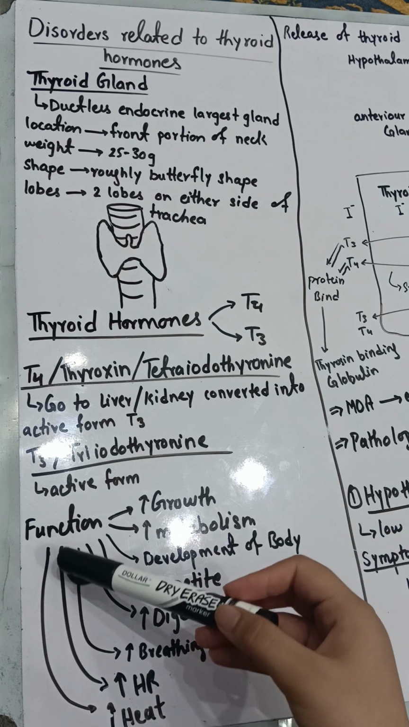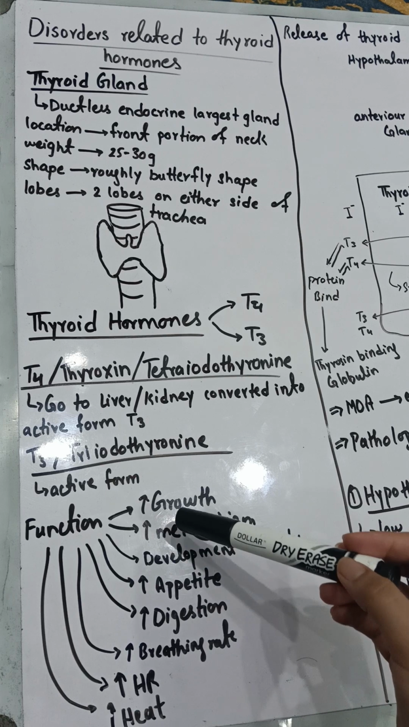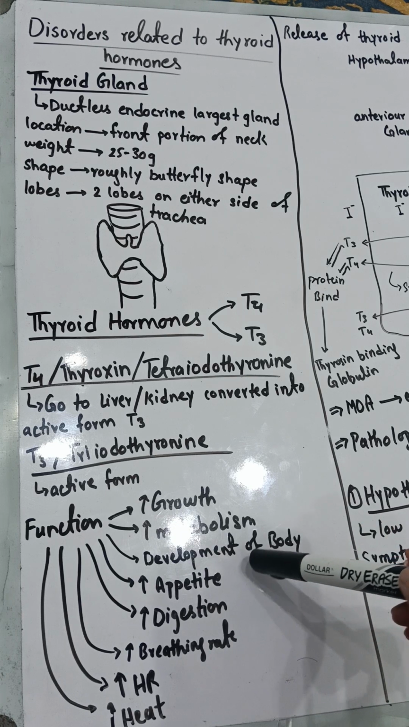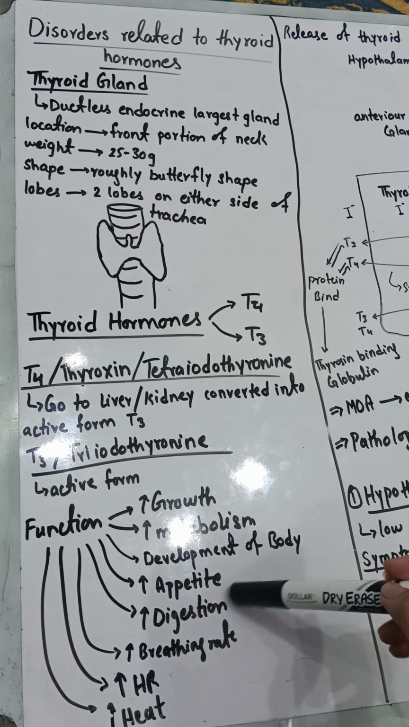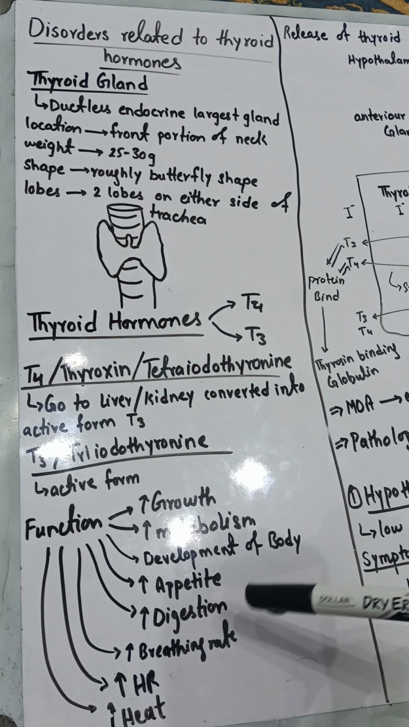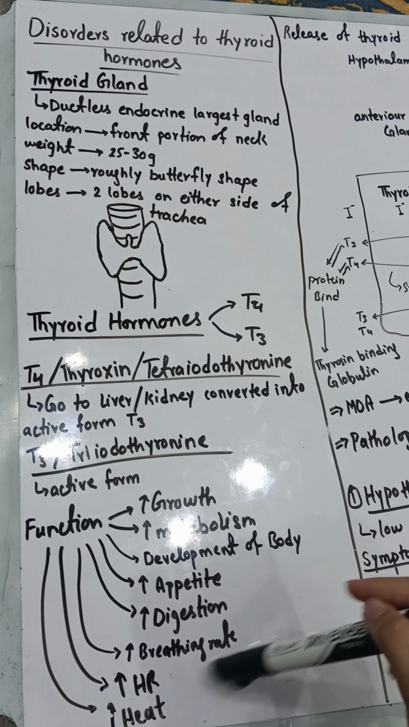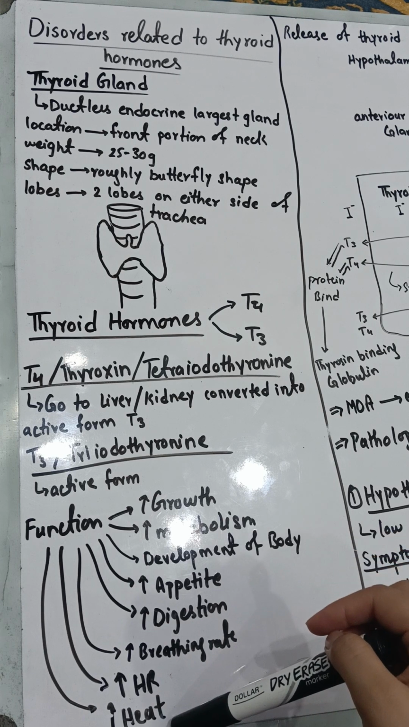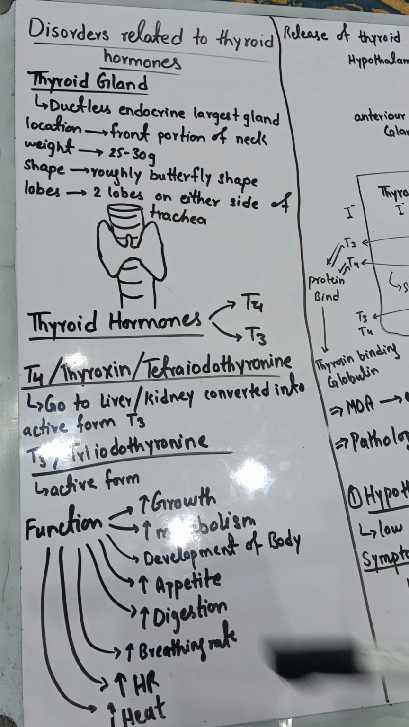Let's discuss their functions. Their function is to increase growth, to increase metabolism, to develop your body parts, to increase the appetite, and to increase the digestion process inside your body. It also increases the breathing rate and heart rate, and produces more and more heat in your body. In the winter season, because of the low temperature outside, your body's inside heat is maintained at 37 degrees, so thyroxine is released more in order to balance the body temperature. Therefore in winters you feel your body warm due to the secretion of thyroid hormones.